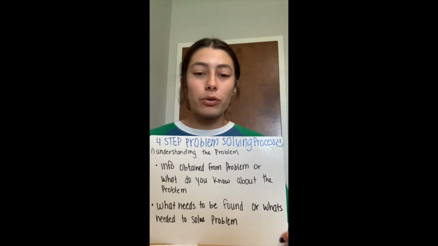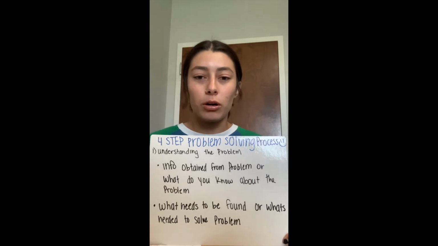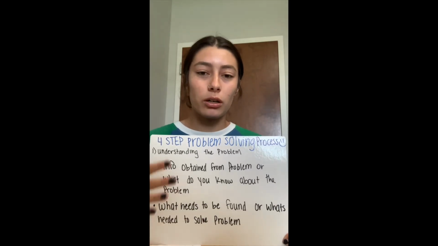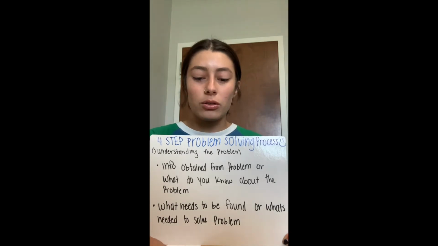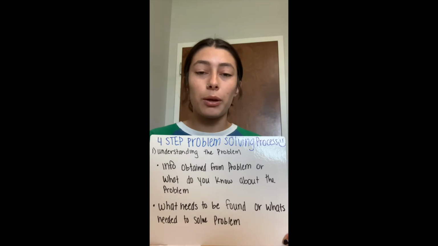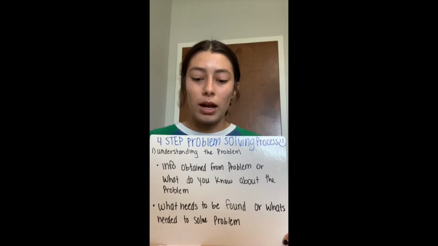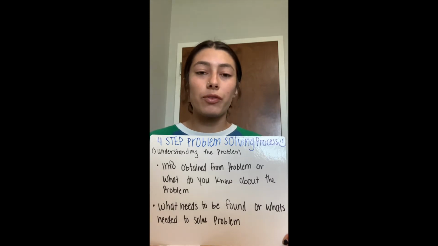There's basically 4 steps, and the first one is understanding the problem. There are bullet points underneath each step to help you understand it further. So for step 1, understanding the problem, make sure you see the information obtained from the problem, or what do you have and what do you know about the problem. The next one would be what needs to be found, or what is needed to solve the problem.